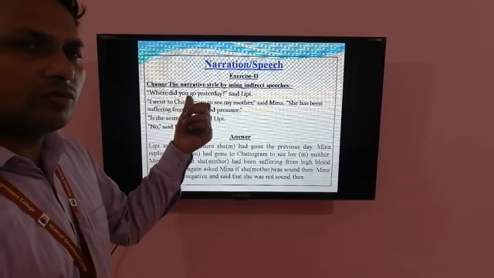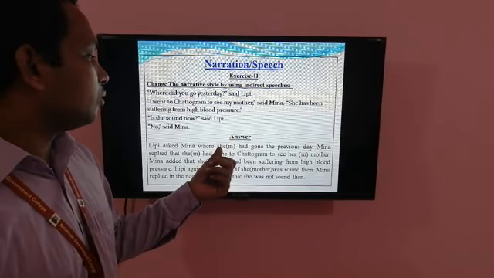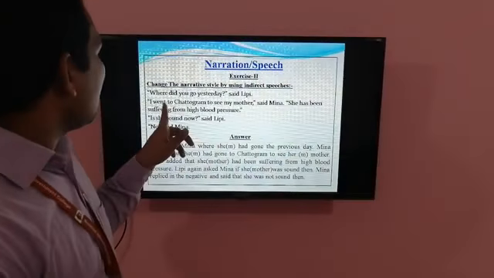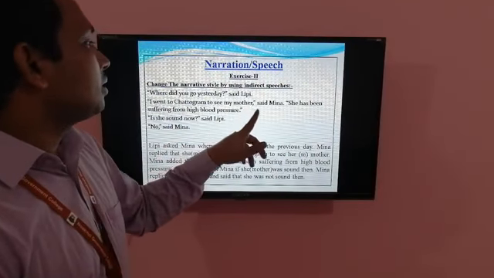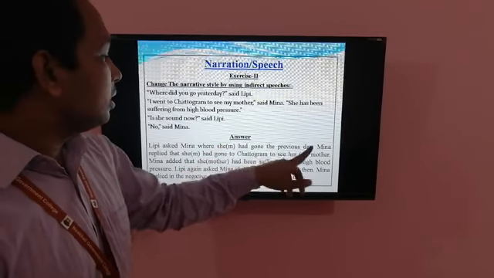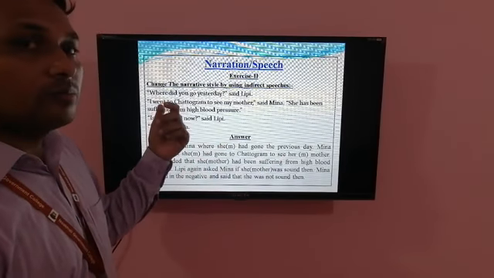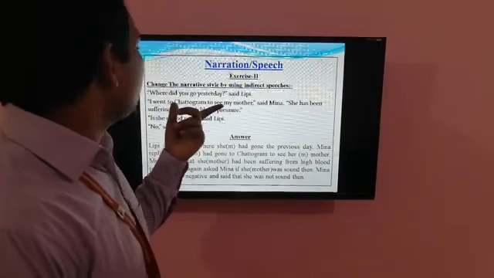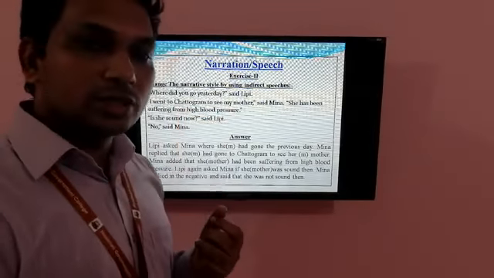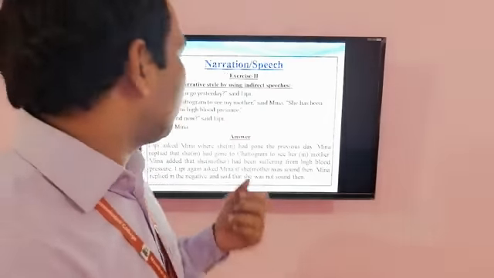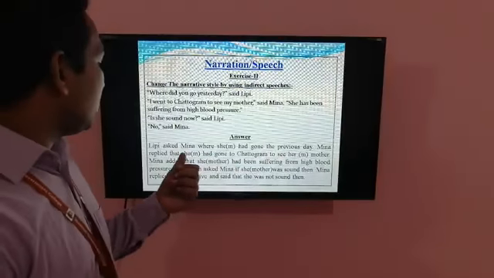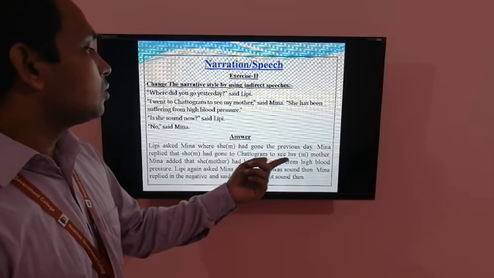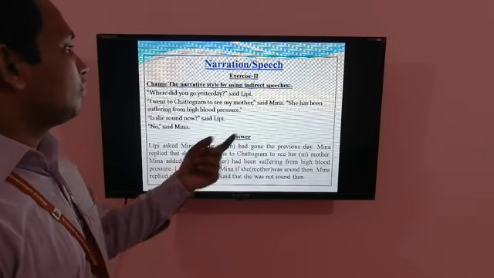Alright, so Lipi asked Meena where she had gone the previous day. As it was in past indefinite form, that's why we had to make it past perfect form. Alright, Meena: I went to Chattogram to see my mother. Meena replied. So when the reported speech is in past indefinite form, we have to change it into past perfect form. So Meena replied that she had gone to Chattogram to see her mother.